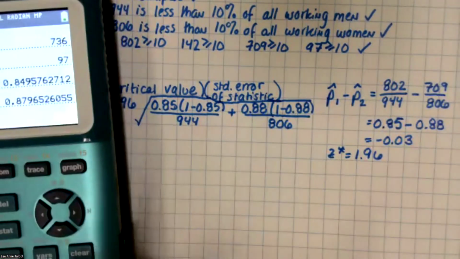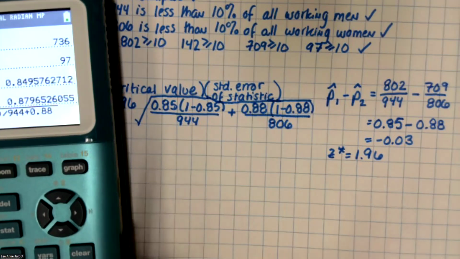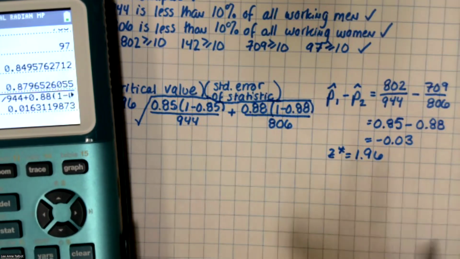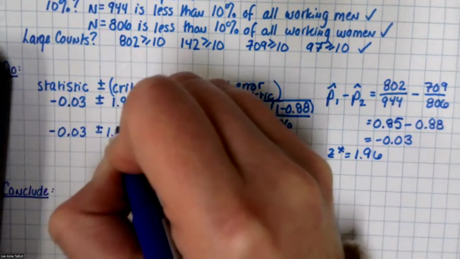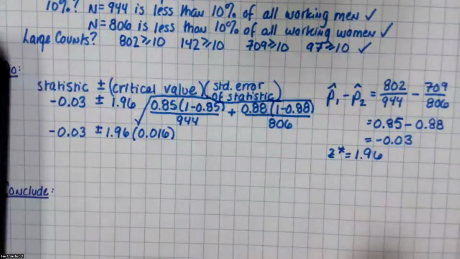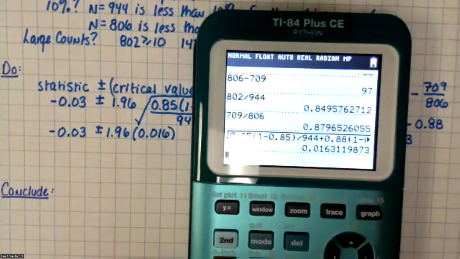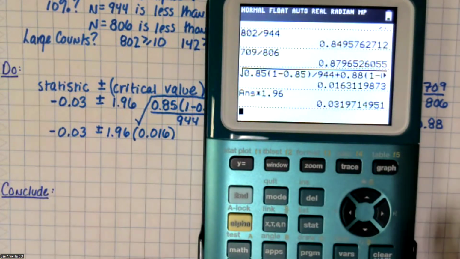Now I suggest doing these separately. You don't have to, but I like to. 0.85 times 1 minus 0.85 divided by 944, plus 0.88 times 1 minus 0.88 divided by 806. That gives 0.032.